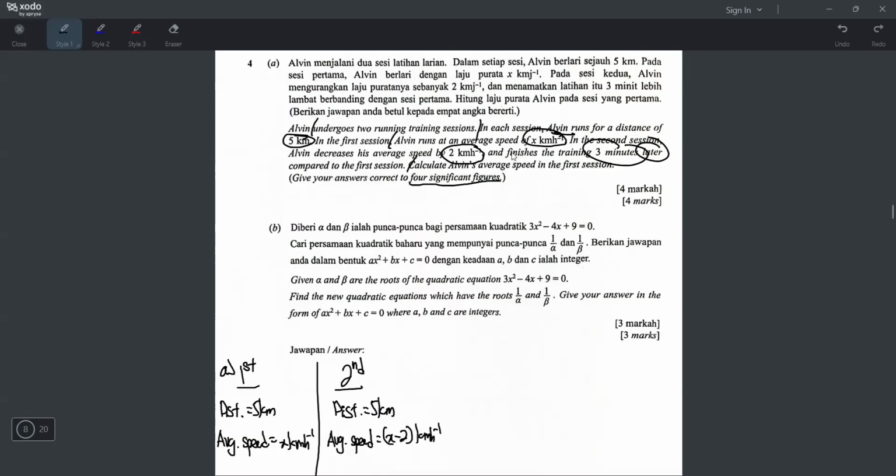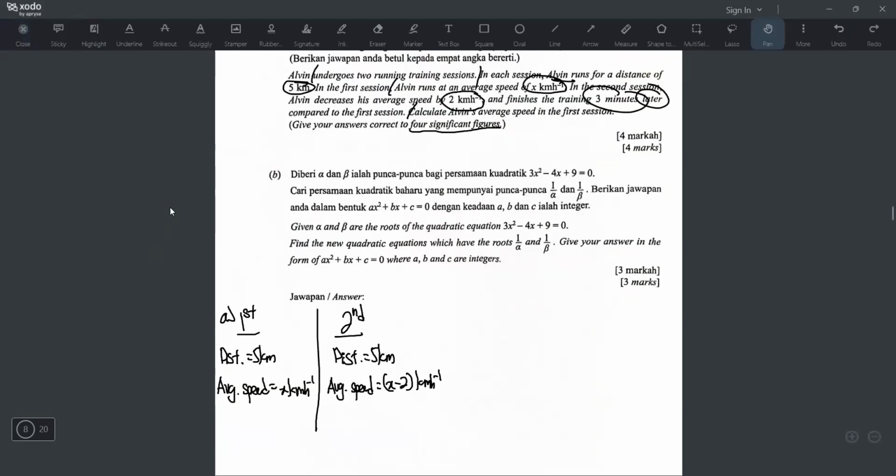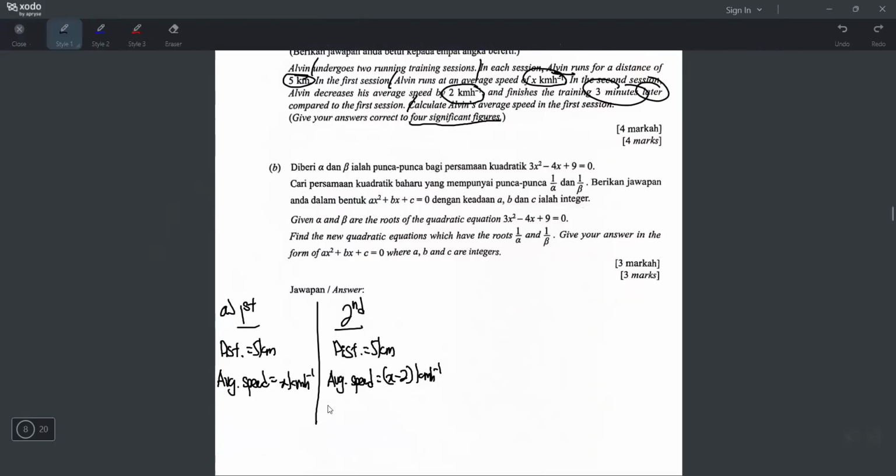Now they mention something about the time here. Finish the training 3 minutes later compared to the first session. All right. So they say the second session's time is 3 minutes later compared to the first session. But I don't know the first session time.